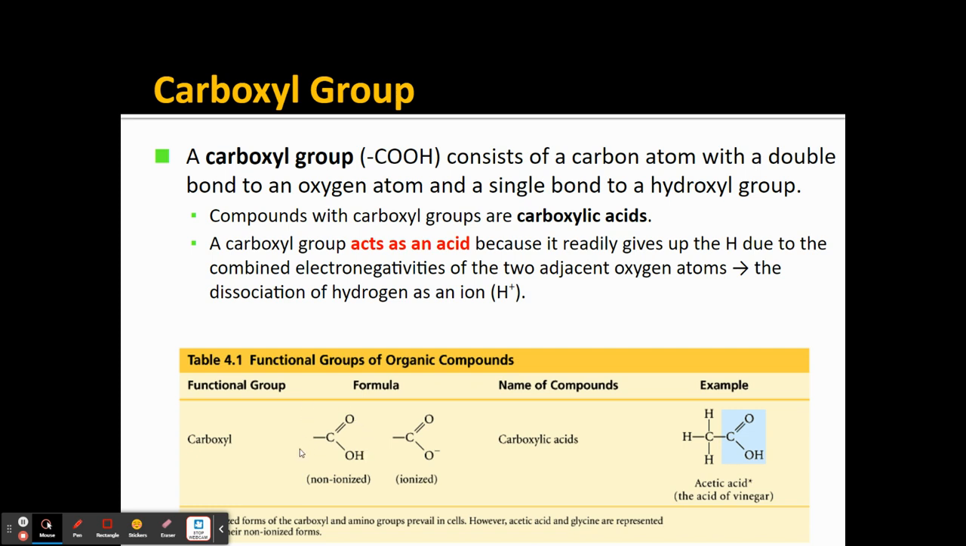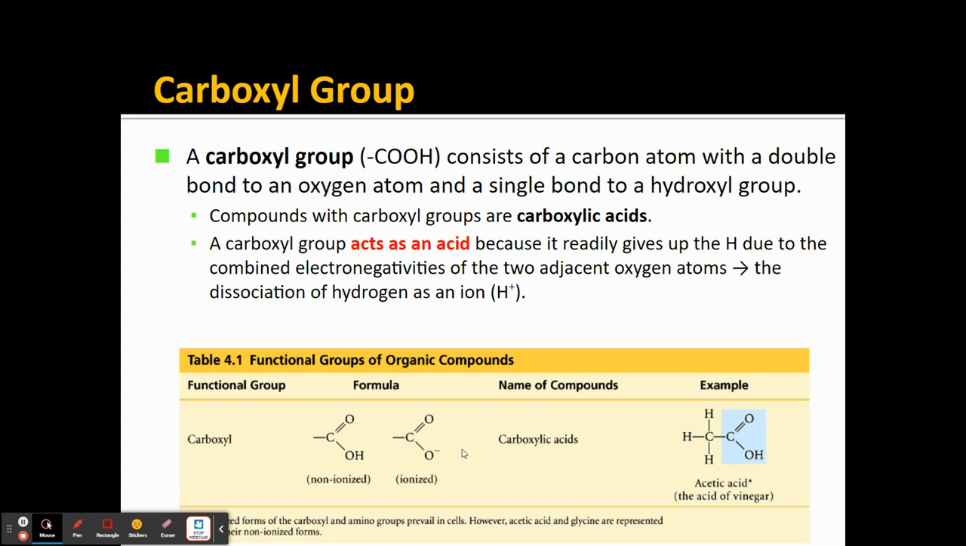So let's look at carboxyl down here in this formula. This is the non-ionized form. It's COOH. But when you put it in water, oftentimes this hydrogen is going to go to the water. So what has that done? That has now increased the proton concentration of the solution, i.e. it is an acid. It's a weak acid, but it is an acid. And so we call these carboxylic acids.